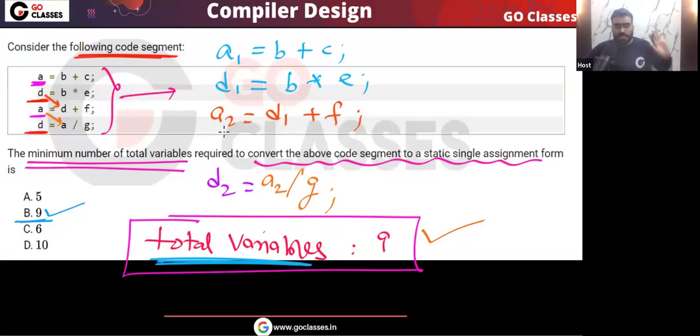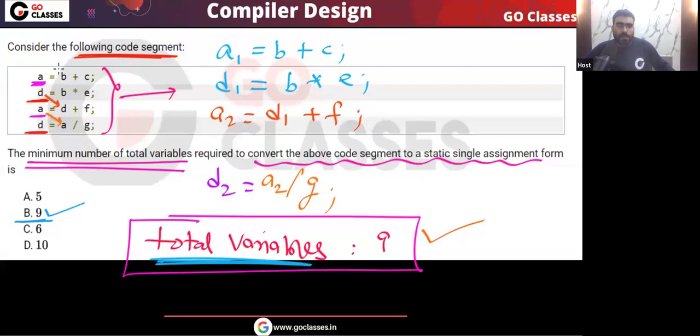In some poor test series. Okay. In a very poor test series, this type of question they can ask you. But remember, in this type of question, they will not ask you temporary variables. They will simply ask you how many total variables are there, because there is no need to rename it. You can keep it A. Yes or no? You can keep it A.